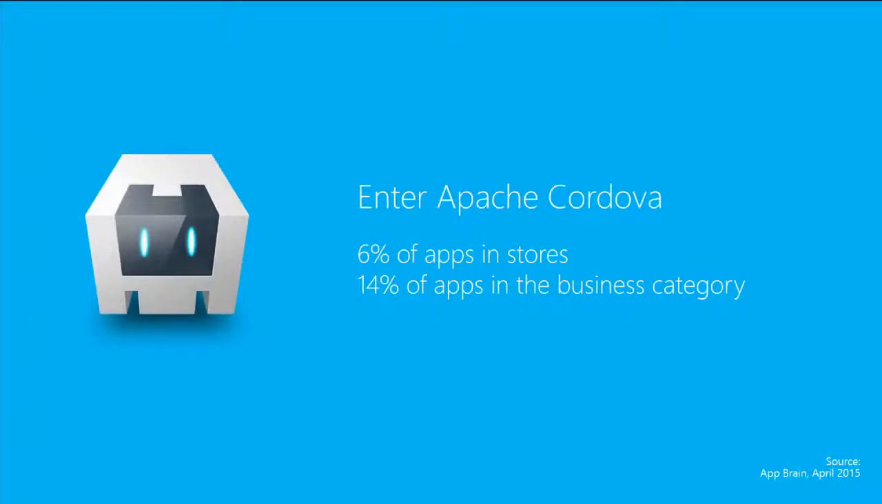So keeping all that in mind, let's talk about the role that Apache Cordova plays in that. Now, from a pure numbers standpoint, let's talk about where Apache Cordova is in terms of adoption. It's about 6% of apps in the stores at large. This is in the Google Play and the iOS stores. If you narrow that down to apps in business categories, and you might think of this as line of business applications, it jumps up to about 14%.